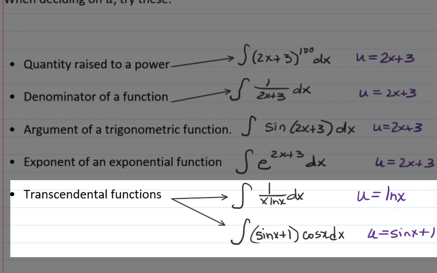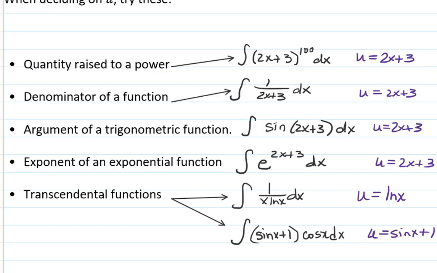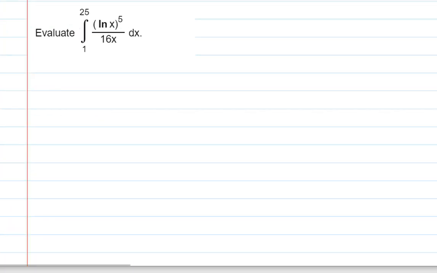For example, in the integral of 1 over x natural log of x, we would try letting u be the natural log of x. Or in the case of sine of x plus 1 times cosine of x, either let u be sine of x plus 1 or u be cosine of x. Okay, so out of all of these options, the problem that we're working, the only ones that I see are possibly to let u equal the denominator, or we could let u equal natural log of x, which is both a transcendental function and the quantity being raised to a power.